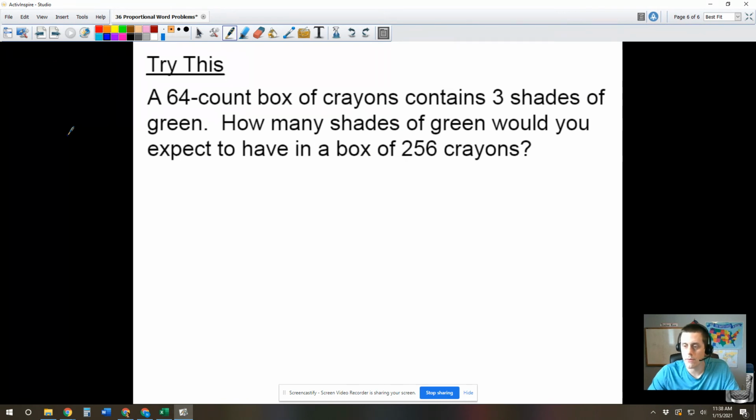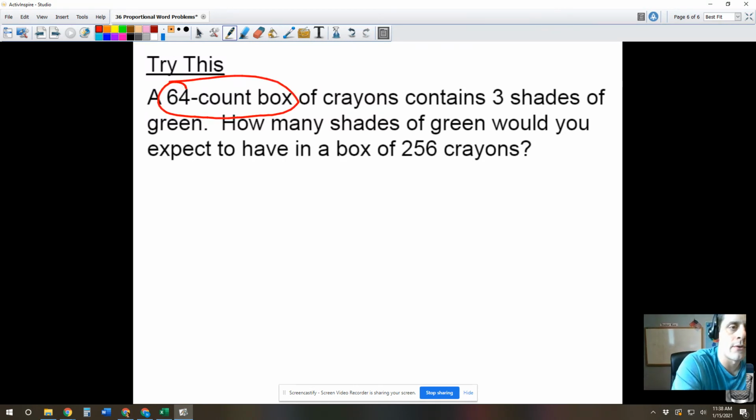One more proportional word problem for you to try on your own. A 64-count box of crayons contains 3 shades of green. How many shades of green would you expect to have in a box of 256 crayons? Go ahead, pause the video, find your initial ratio, set up a proportion, and solve that proportion to find the solution of this word problem. When you finished your work, start playing the video again to check to see how you did. Okay, here we go. Let's go over this.